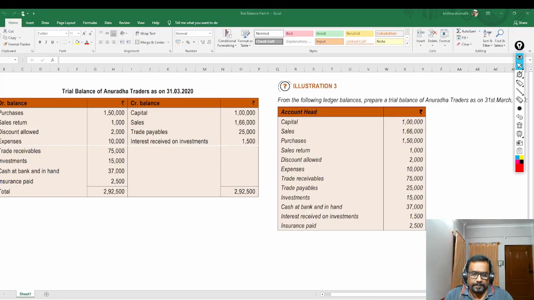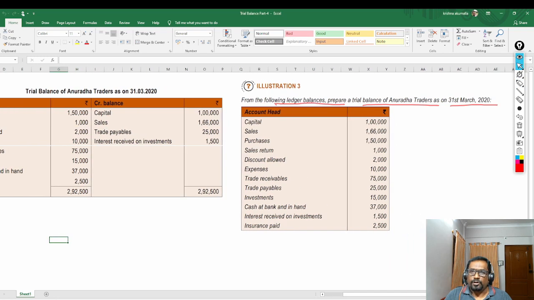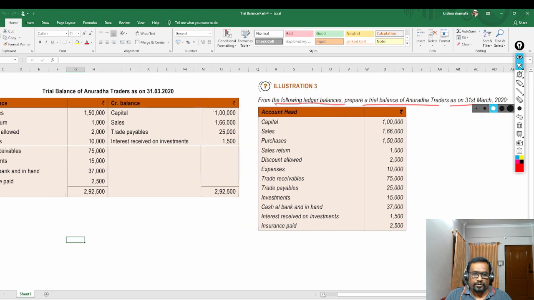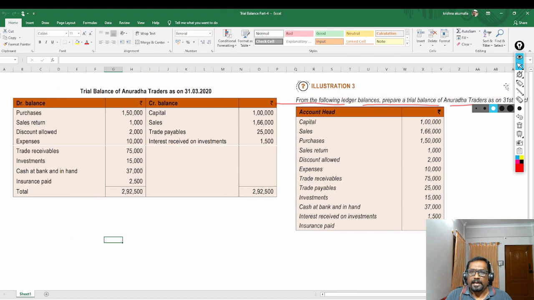Okay friends, let us get into the illustration. See here, illustration 3 is explained here. What does illustration 3 say? From the following ledger balances, prepare a trial balance of Anuradha Traders as on 31st March 2020. They are asking us to prepare the trial balance of Anuradha Traders as on 31st March 2020.